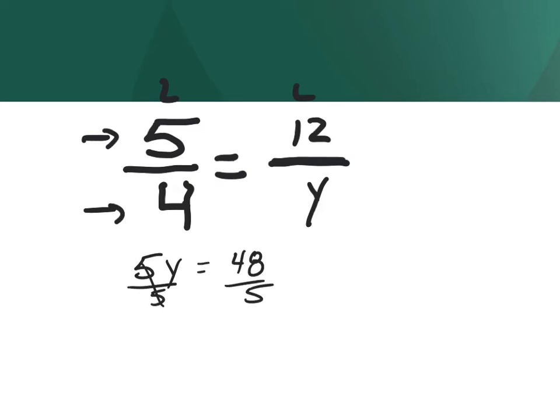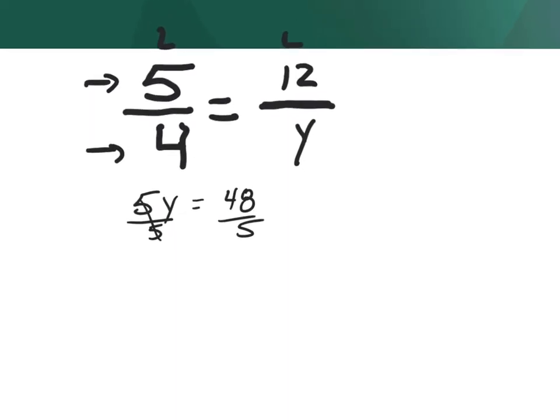It doesn't reduce. I am okay if you leave this as 48/5, but I'm going to tell you that when we have to do something with this number at the end, I'm going to change it right now to make it easy to add later. This becomes 9 and 3/5.